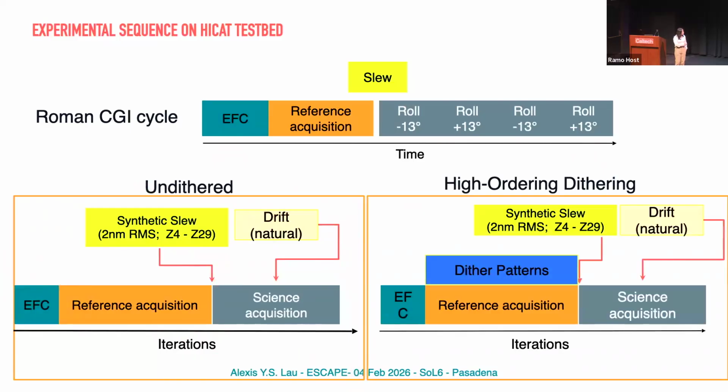So now I'm going to show you how we actually implemented the technique. You can see on the left and on the right, they are identical, except that we are applying jitter patterns during the reference acquisitions. From here, it establishes the baseline of the performance we are observing in terms of processed detection limit. We will have an idea of how well the high-order dithering is able to sample the residual speckles within the science acquisitions.